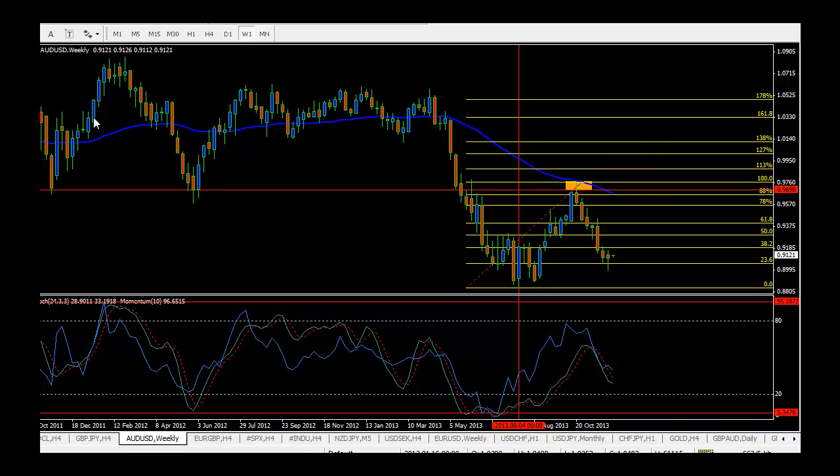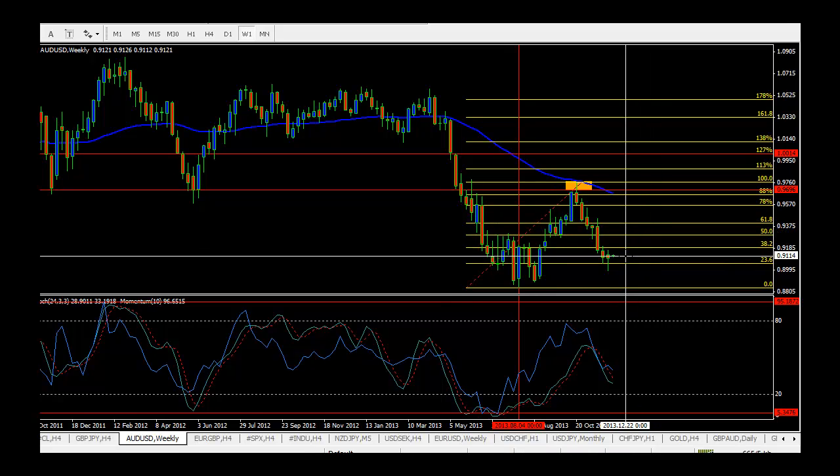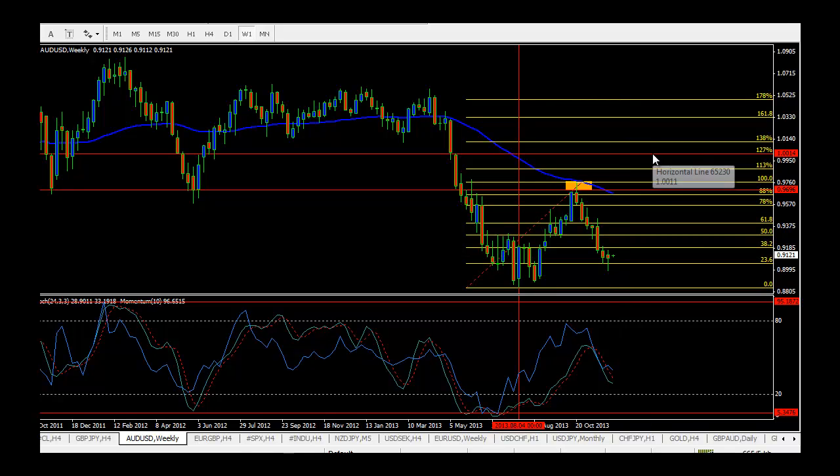That would be an ABC retrace, if this is only an ABC. More than likely it's not, but if it is, and we put in a buy right here, where we're currently at, and our stop is down here, that'd be a 300 pip stop loss. Our first target is 900 pips. Okay, that's a 1 to 3 risk reward ratio.